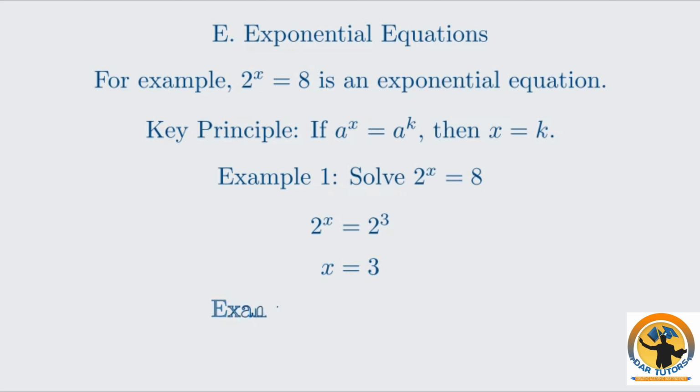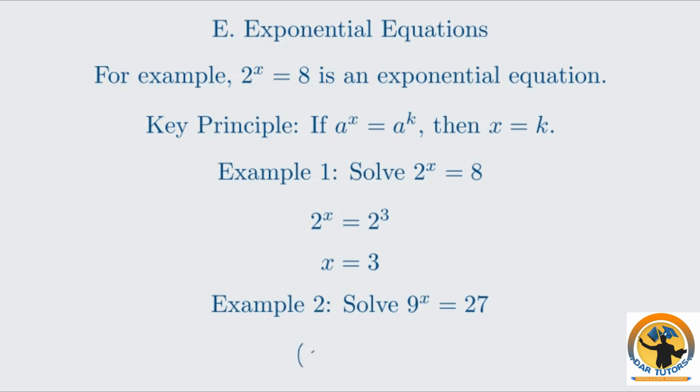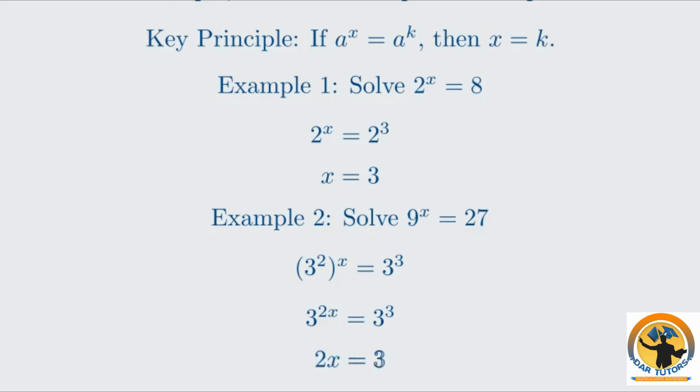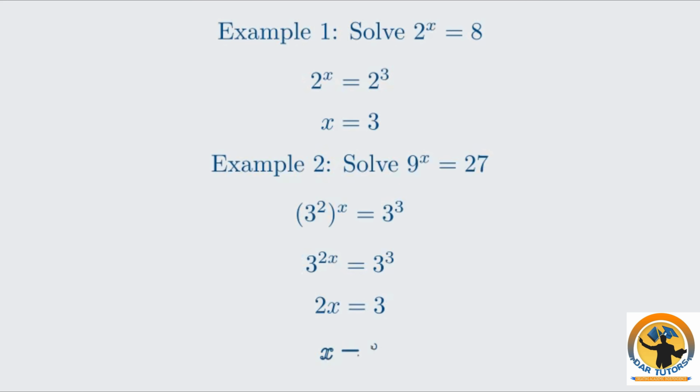Solve 9 to the power of x equals 27. The bases are 9 and 27. They are not the same, but they can both be expressed as powers of a common base, which is 3. We can write 9 as 3 squared and 27 as 3 cubed. Substituting these into the equation, we get 3 squared, all to the power of x, equals 3 cubed. Using the power of a power law, the left side becomes 3 to the power of 2x. Now the bases are the same, so we can equate the exponents. 2x equals 3. Dividing by 2, we find that x equals 3 halves.